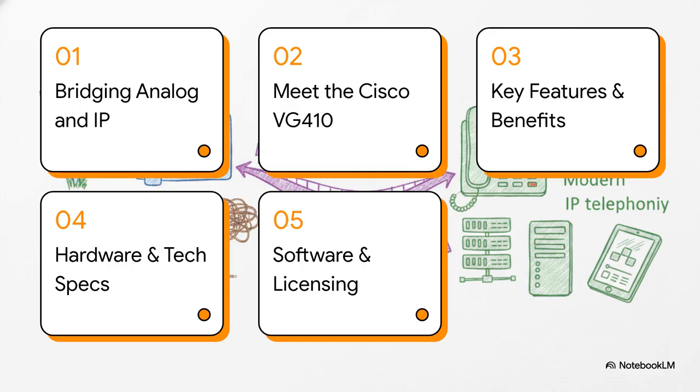Number 1, bridging analog and IP. Number 2, we'll meet the Cisco VG410. 3, key features and benefits. 4, hardware and technical specs. And finally, number 5, software and smart licensing.